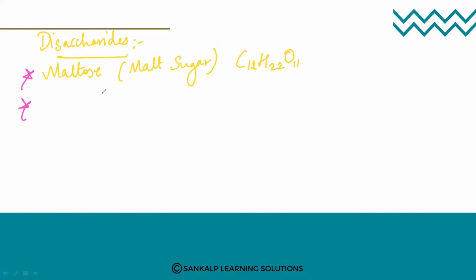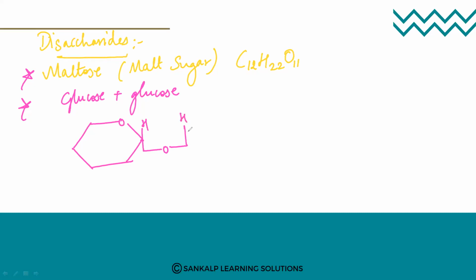So this is the structure of glucose. Now we'll write how maltose is obtained. When two glucose units are linked, we obtain maltose. We have just seen that structure, but I'll write the structure again. H O H.